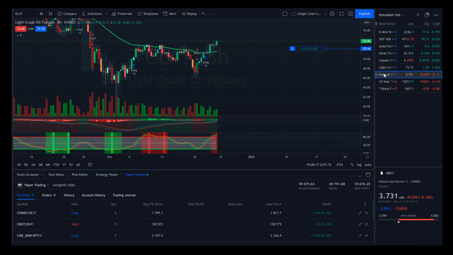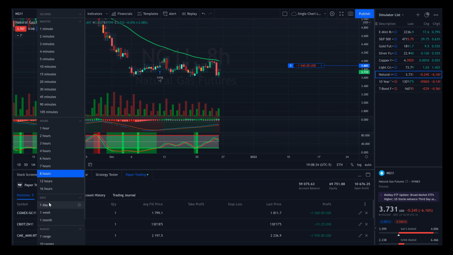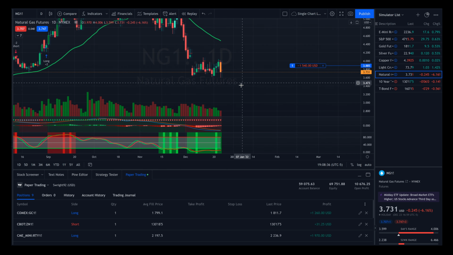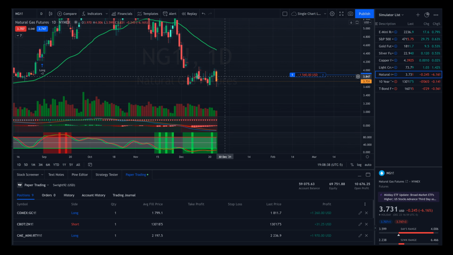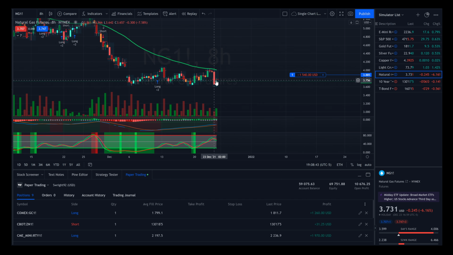But enough about me. On to natural gas. Natural gas kind of tanked today, and we were long. And if I was following that oscillator, I would have shorted. Well, I'm going to move to the daily, because I believe we were doing the daily on this one. Yeah, still in this whole bottoming out area. Anyway, we've rebounded a little bit off the low here, but we're still in this range.